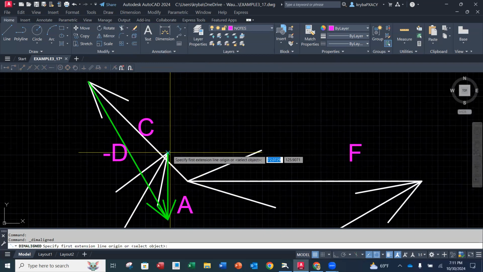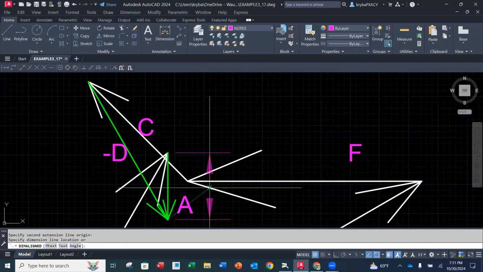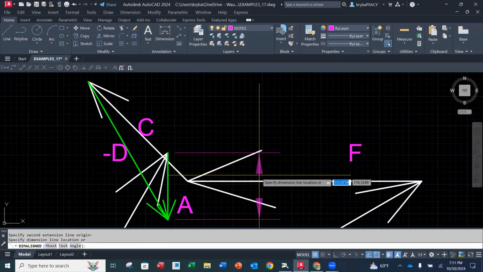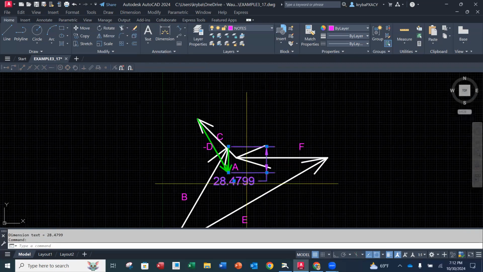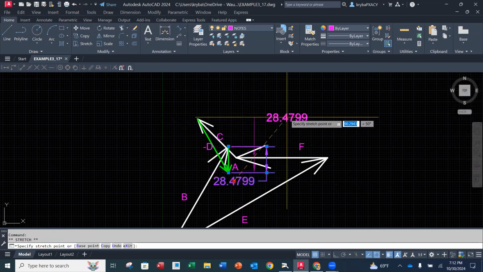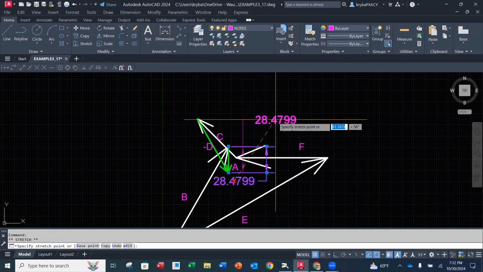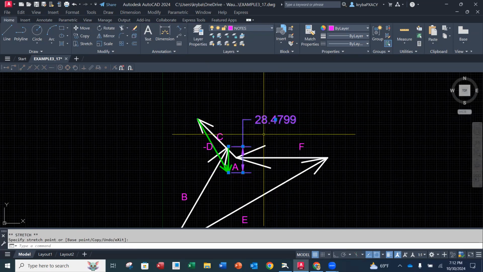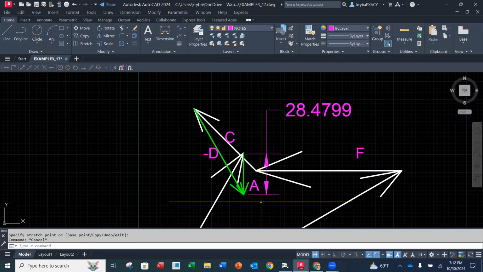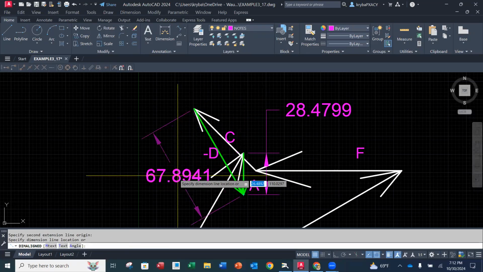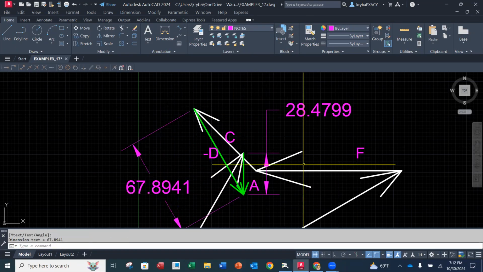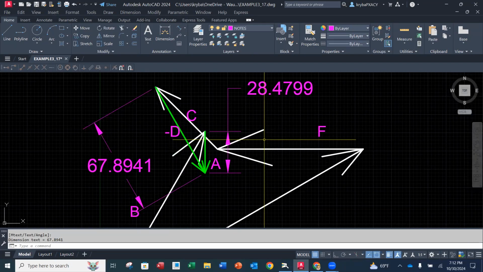So I'll do an aligned dimension on A. Actually, that's a vertical anyway. I know I'm crossing over, but again, remember this isn't ANSI rules, so I should be okay. And then I'm going to do another aligned dimension on D. There we go. And then we're going to compare our values.